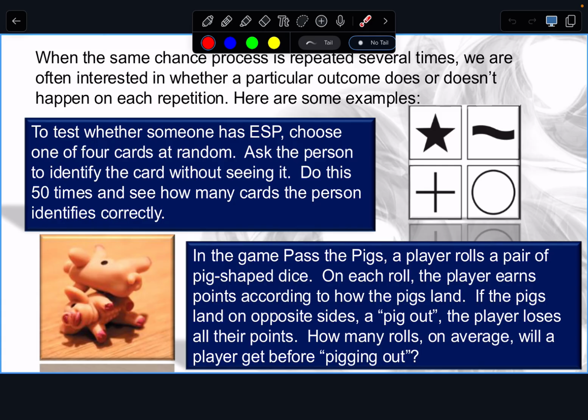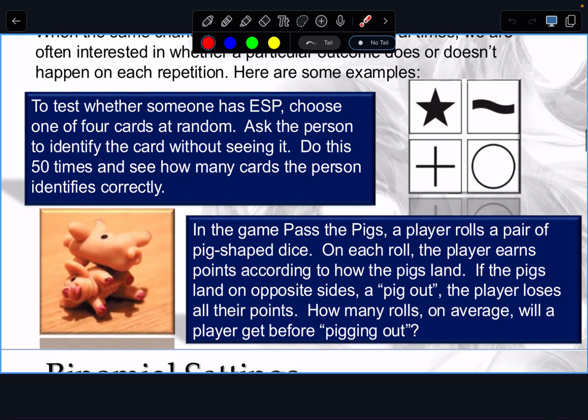In the second example, the game Pass the Pigs, the player rolls a pair of pig-shaped dice. On each roll, the player earns points according to how the pigs land. If the pigs land on opposite sides, which they call a pig out, the player loses all their points. So how many rolls on average will a player get before pigging out? This is going to be a geometric setting. When we get these types of scenarios, we're going to check for conditions to determine if we have what we need to use a binomial distribution or a geometric distribution, to maybe simplify some of the processes involved with that particular scenario.